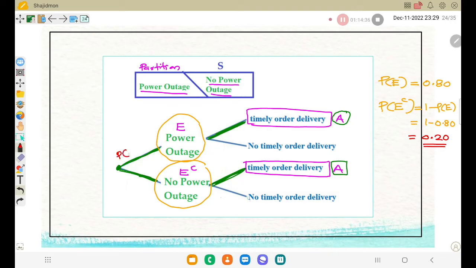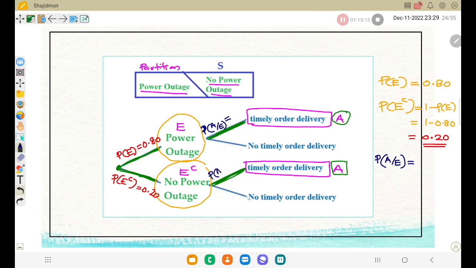Hope you understood. So here what is the probability of E? We got 0.80. Here what is the probability of E complement? We got 0.20, correct? Now we need to calculate the probability of A given E. A given E, what is the meaning? Probability of A means timely order delivery under the condition of power outage. Power outage, timely order completion. What is the probability? That we need to write here. Probability of A given E. We need to write here.